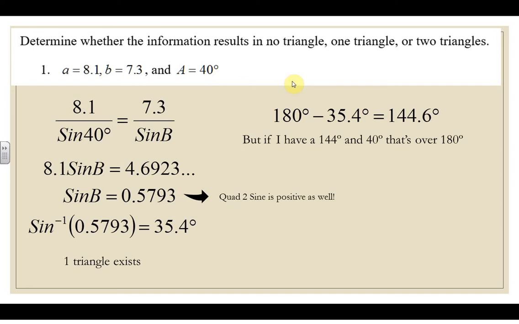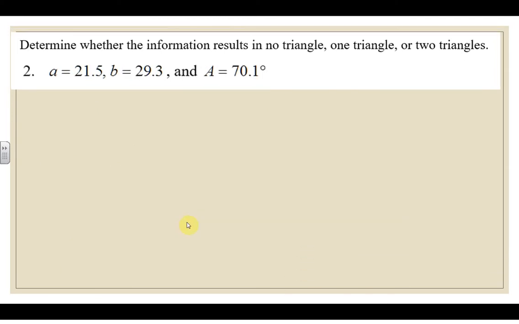If right now you're saying, why are we talking about 180? Remember, we're in a triangle, people. All three angles add up to 180. If you just had an aha moment, you're welcome. So we already have 40. That definitely wouldn't fit, so only one angle would possibly work. So only one triangle exists.